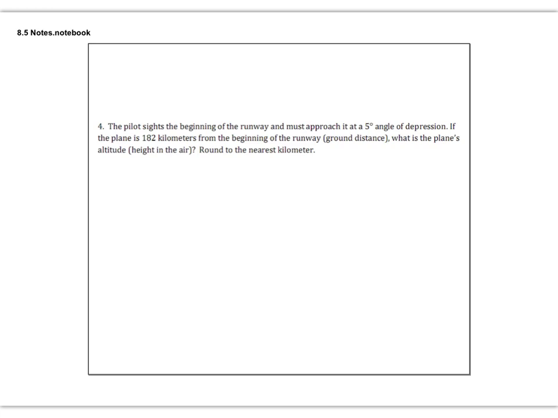The pilot sights the beginning of a runway and must approach it at a 5-degree angle of depression. If the plane is 182 kilometers from the beginning of the runway, ground distance, what is the plane's altitude or height in the air? Round to the nearest kilometer. Okay, draw another airplane. Beautiful. Here's the runway. There's the runway that it has to land on.